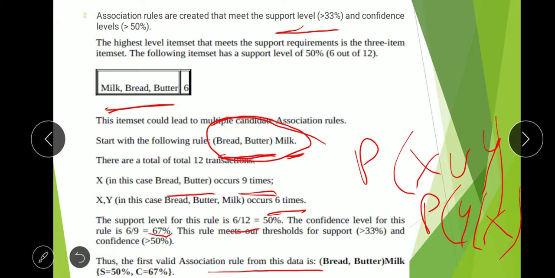It should be inside the parenthesis, and outside the parenthesis we have milk. So, bread and butter both together constitute x and milk is y. Then inside the square bracket, or you can use flower bracket also, S is equal to 50%, comma, C is equal to 67%. So, this rule you have to write, otherwise you will lose 1 mark. This is the final rule. So, do not forget to write this sentence. This whole thing you need to write.